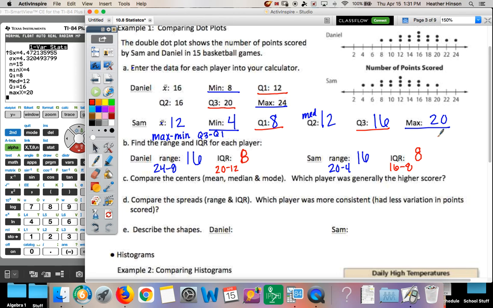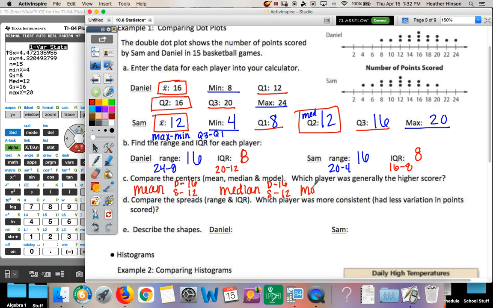So compare the centers. Compare their mean, their median, their mode. So for the mean, Daniel's mean is that little X bar. Daniel's mean is 16. Sam's mean was 12. For the median, that's your Q2. Daniel's median was 16, and Sam's median was 12.